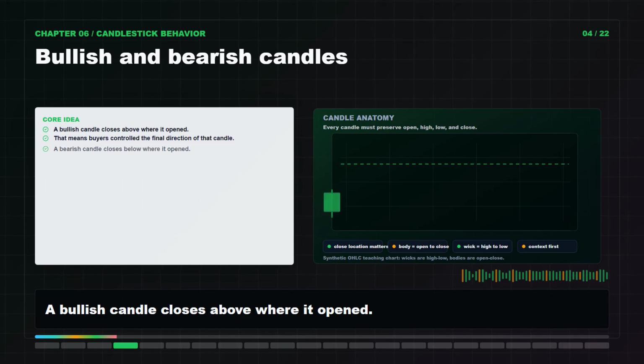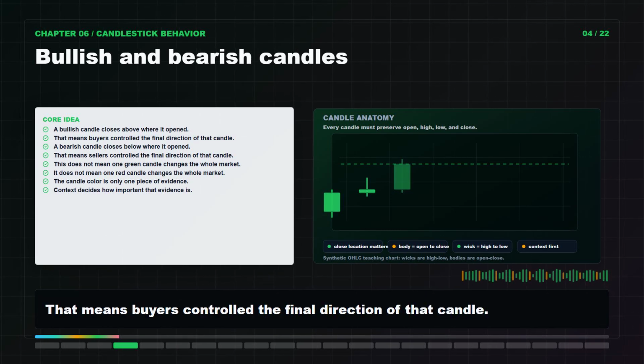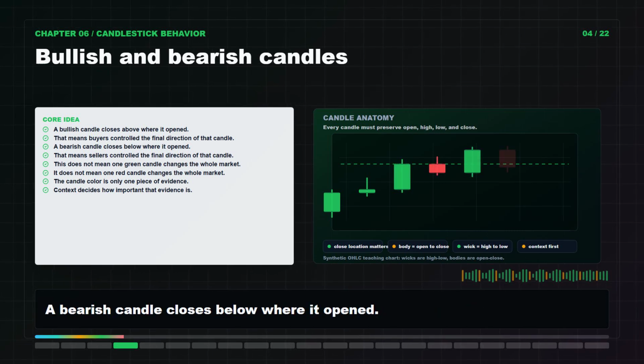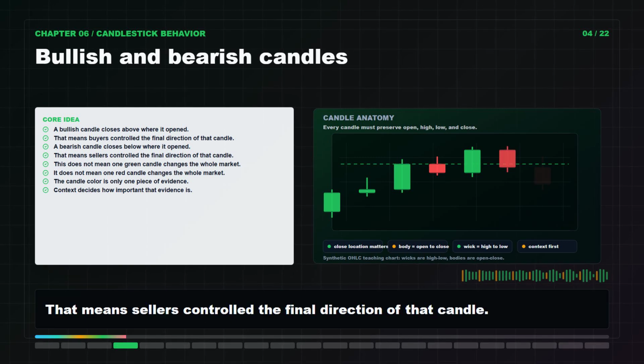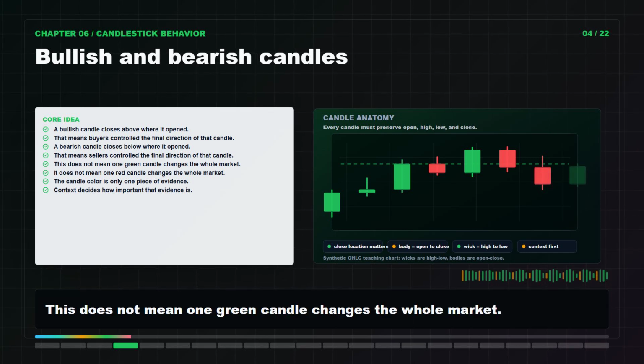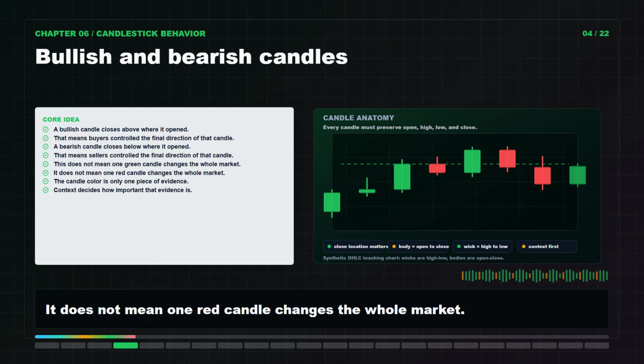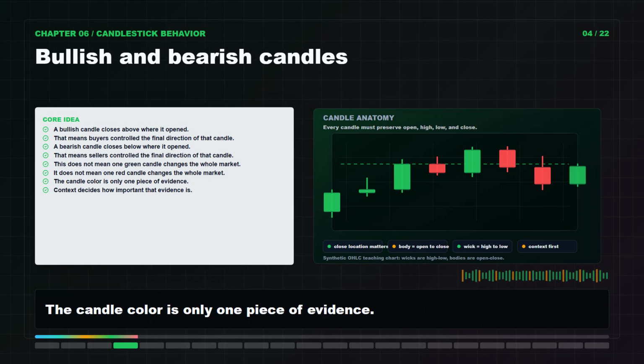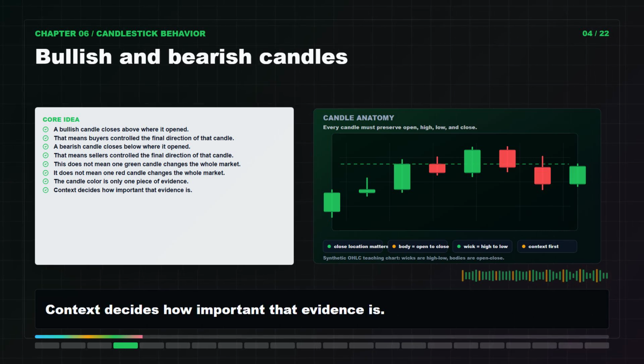A bullish candle closes above where it opened. That means buyers controlled the final direction of that candle. A bearish candle closes below where it opened. That means sellers controlled the final direction of that candle. This does not mean one green candle changes the whole market. It does not mean one red candle changes the whole market. The candle color is only one piece of evidence. Context decides how important that evidence is.